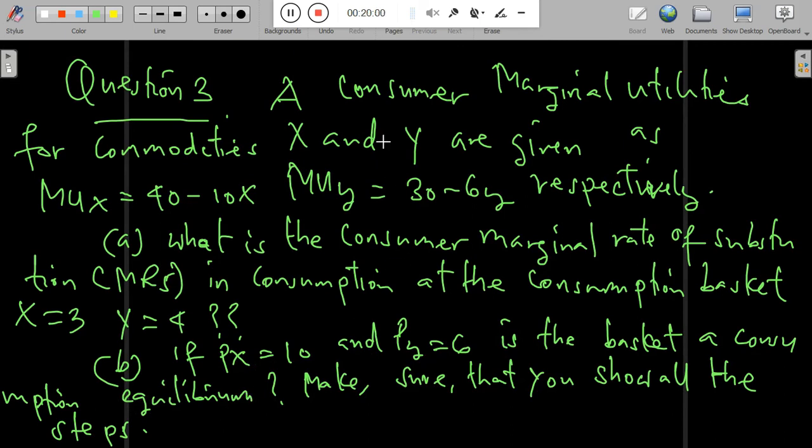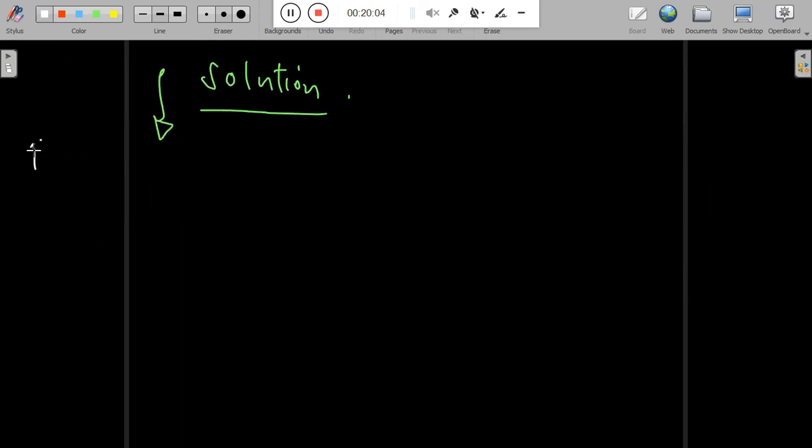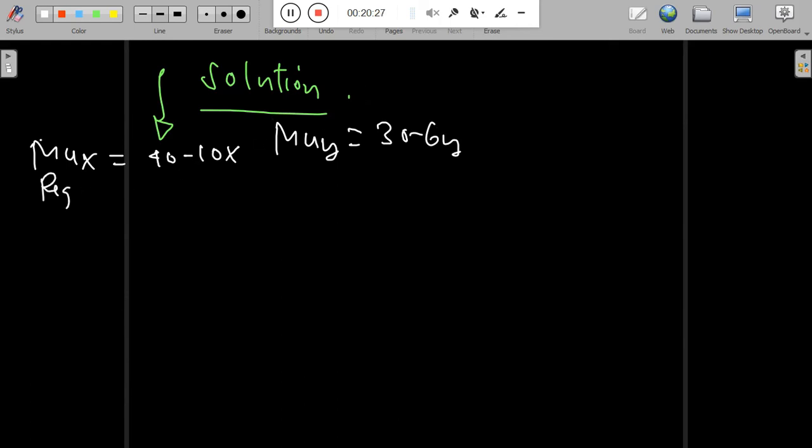Now from this case, what you need to understand is the formula on how we can calculate the marginal rate of substitution, apart from what we are solving. So let's write the data given. The marginal utility of X is equal to 40 minus 10X, and the marginal utility of Y is equal to 30 minus 6Y. But we are also provided with other data sets. We are required to calculate the marginal rate of substitution.